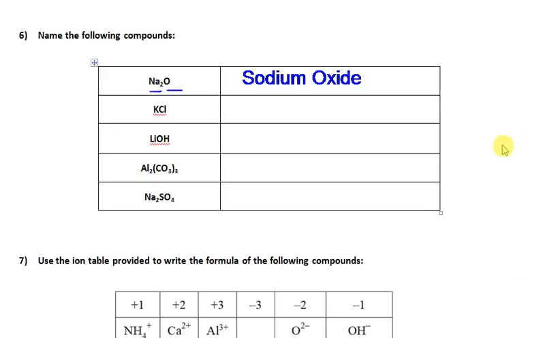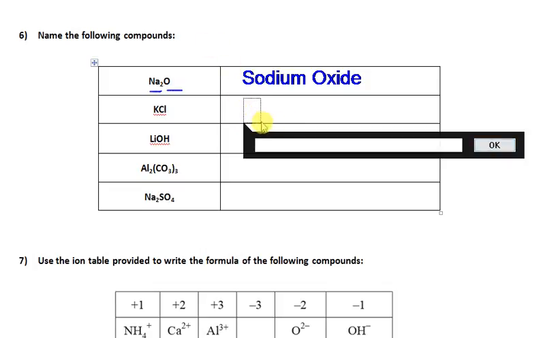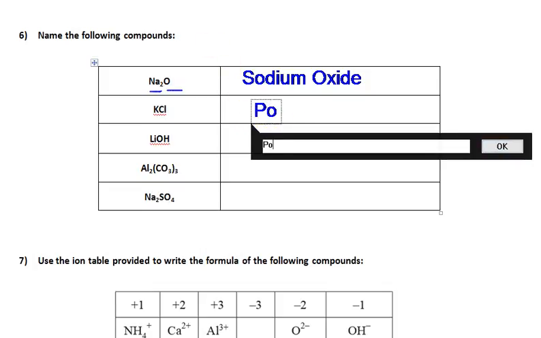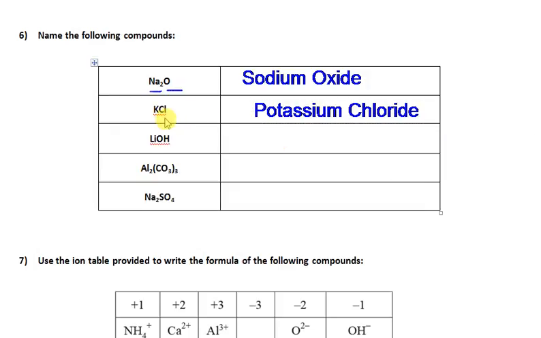So if there are only two elements, a metal and a non-metal, so in this case sodium is a metal and oxygen is a non-metal, if it's just the two, the ending changes to "ide". So same sort of deal for the next one. We've got potassium chloride. So that's a combination of potassium, and normally it's chlorine, but it becomes chloride when they couple up.